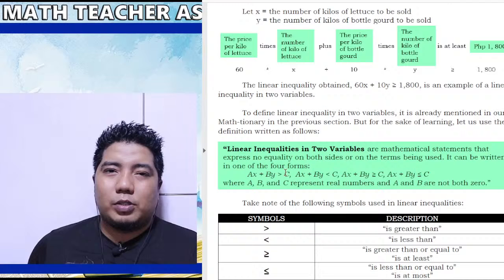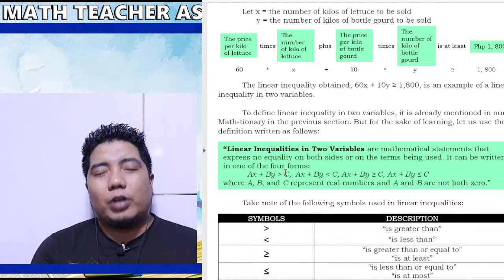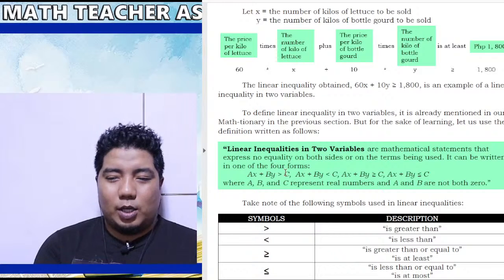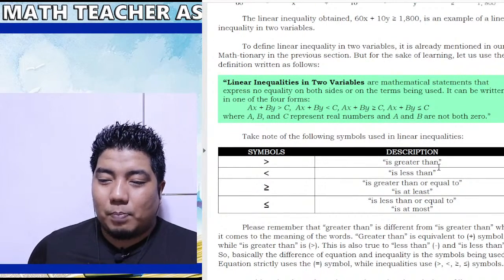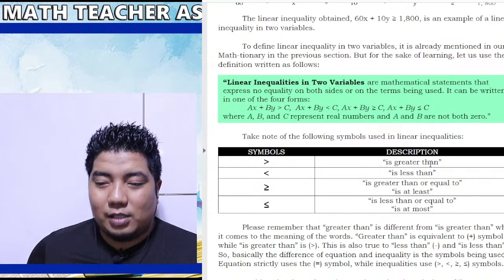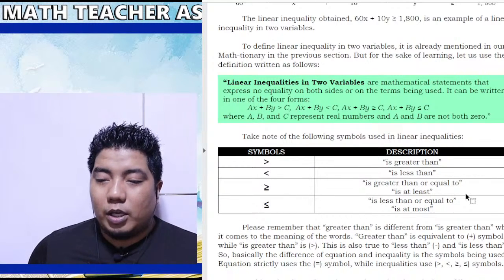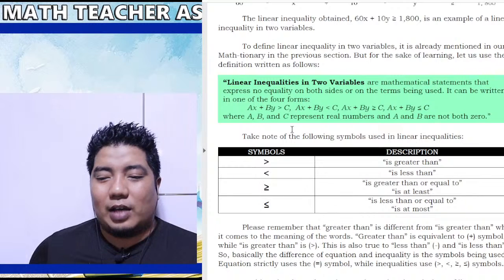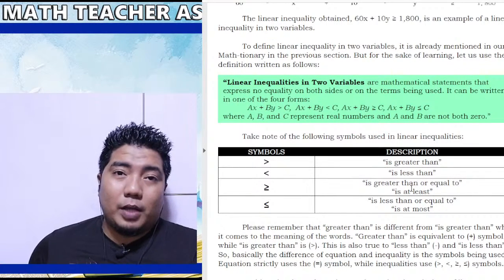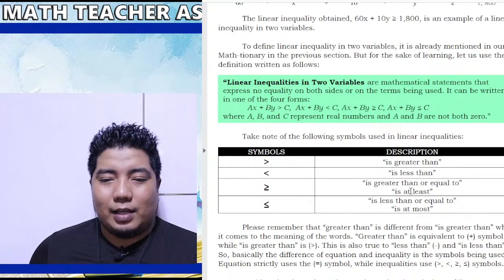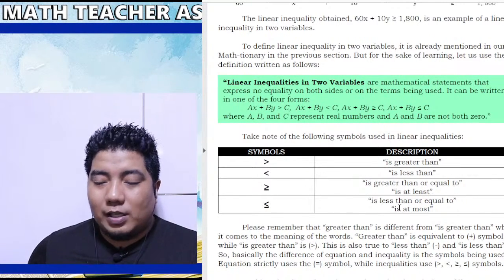Instead, we will be using the inequality symbols greater than, less than, greater than or equal to, or less than or equal to. Okay. So, these are the symbols. So, how do we read them? This one is greater than. This one is less than. This one is greater than or equal to, or is at least. That is why we used this symbol earlier, because the term there is at least 1,800 pesos. And we also have here less than or equal to, which is at most.